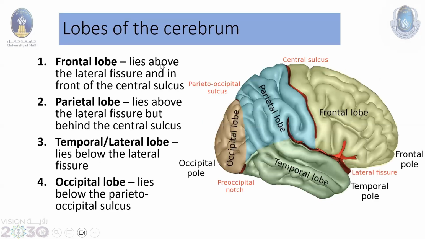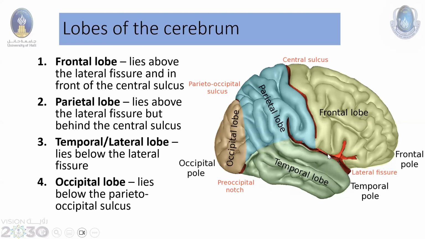So what are the lobes? The first is the frontal lobe, which lies in front of the central sulcus and above the lateral sulcus. This is called the frontal lobe. The second is the parietal lobe, which is above the lateral sulcus and between the central sulcus and the parieto-occipital sulcus. This is the parietal lobe.